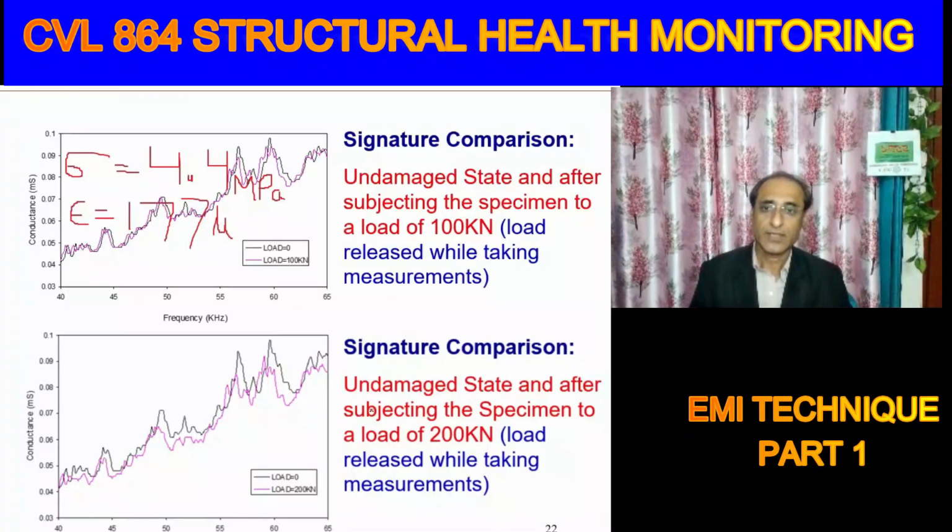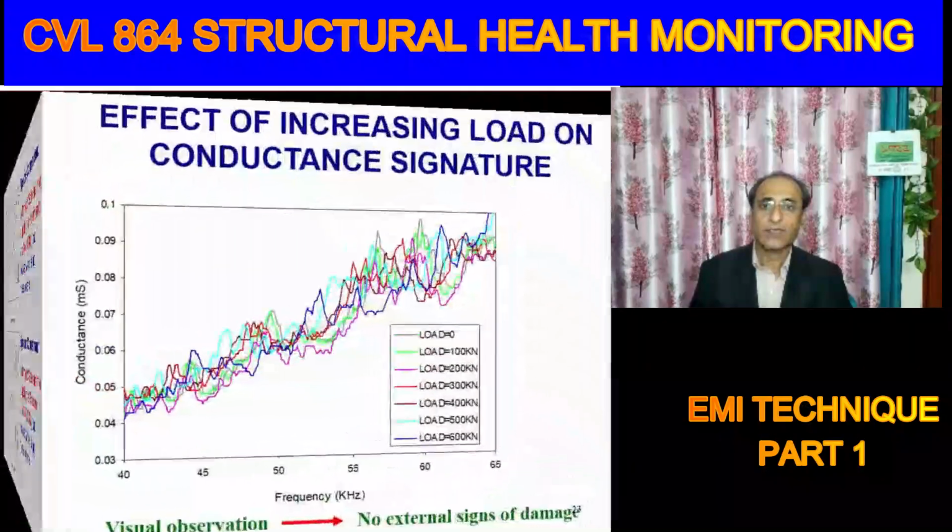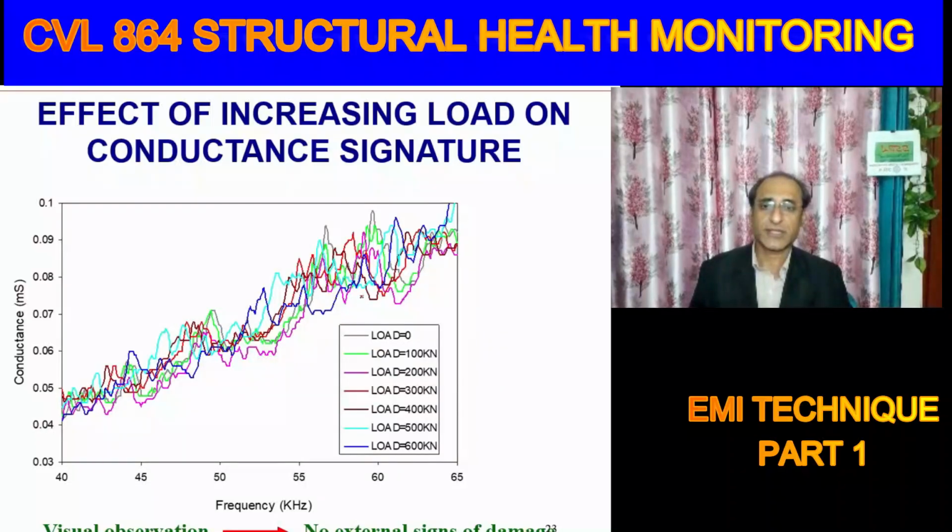Finally, we did this series of load applications, and we could see that these signatures are undergoing shifts, from 0 to 100 kilonewton to 200 kilonewton and like this. So at 100 kilonewton, the strain is 177 microns. So this is the strain, I'm just using the symbol for microns. And what would be the strain at 600 kilonewton?